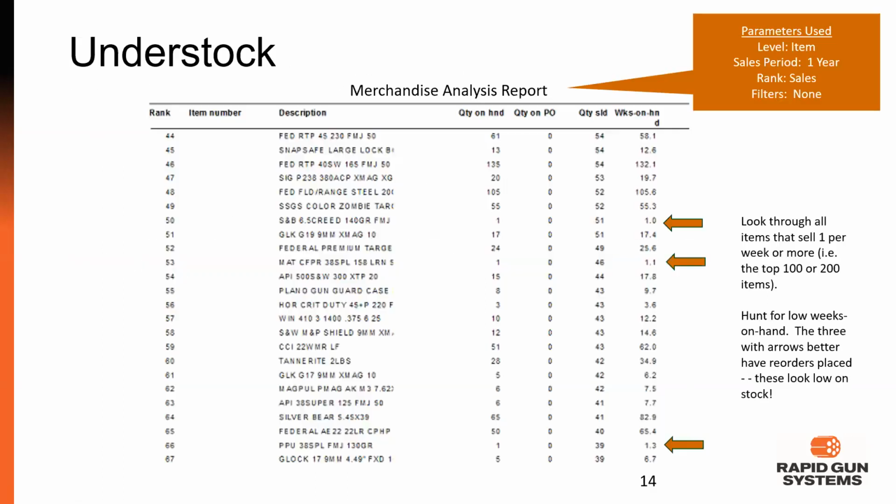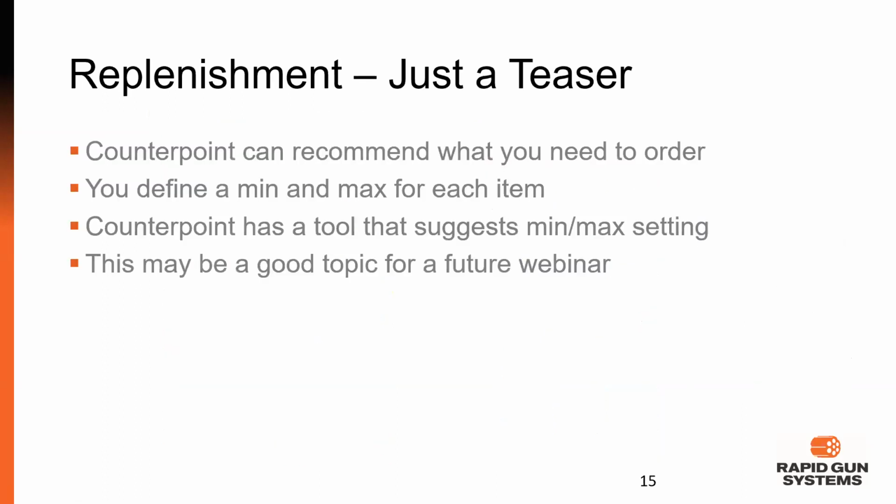So with that, those were three different views of the merchandise analysis report. You can see a tremendous amount of flexibility in running those, and how those things can help you do everything from identifying categories we should exit, to identifying items that are overstocked, to identifying items that are understocked, and we need to get back into stock. I'm going to turn it over to Sean to give you just a teaser on replenishment.